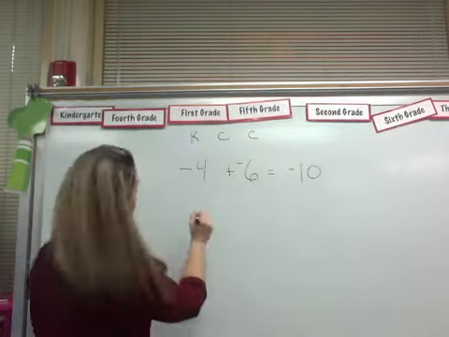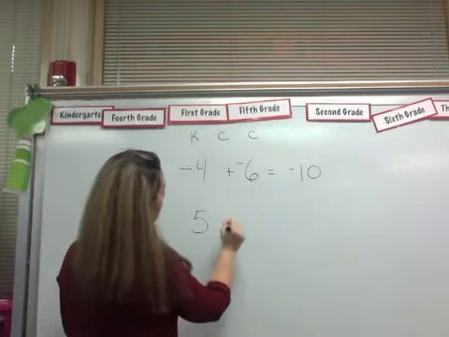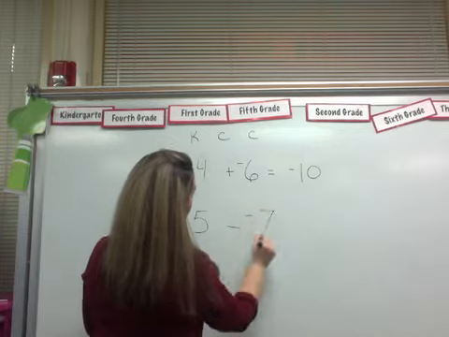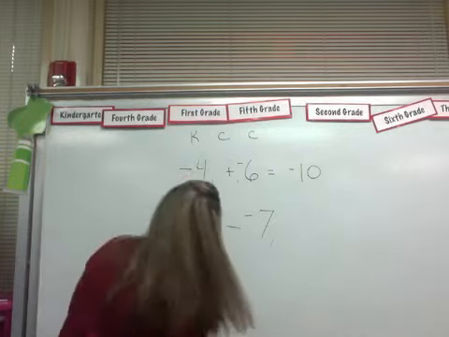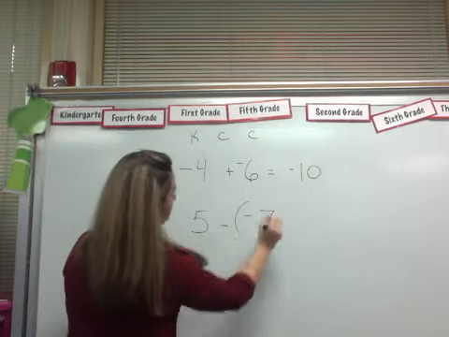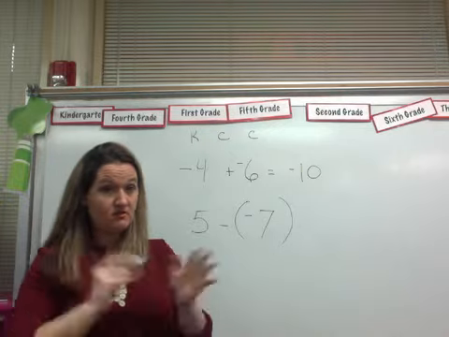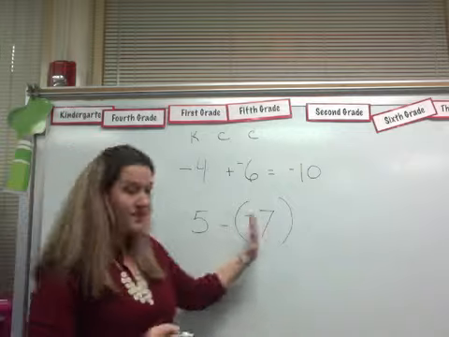So I turned that subtraction problem into an addition problem using the keep, change, change strategy. Let's apply it again. Let's do 5 minus a negative 7. This starts to look kind of weird because I have a minus and a negative. A lot of times you'll see parentheses around it, just to separate the minus and the negative so it doesn't look so weird. So, 5 minus a negative 7.